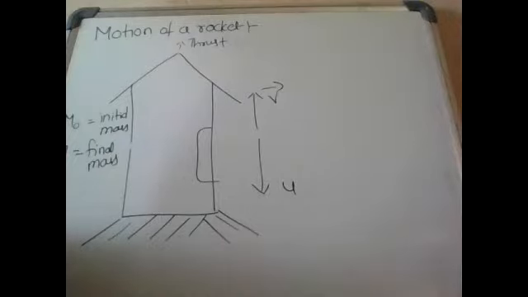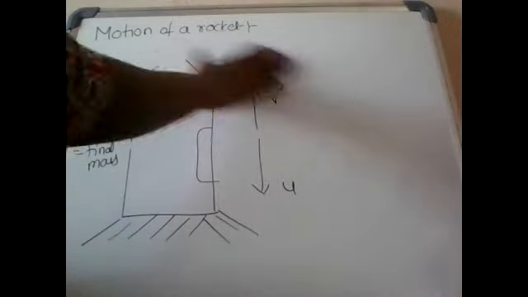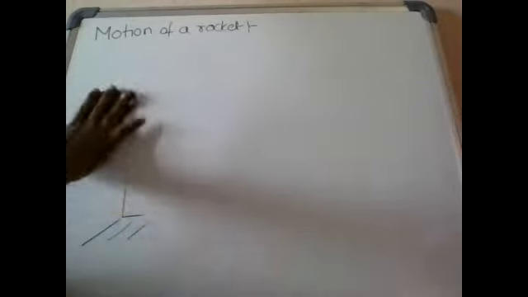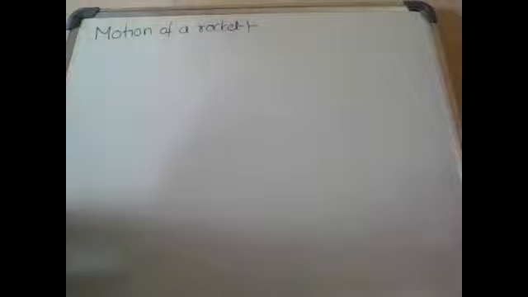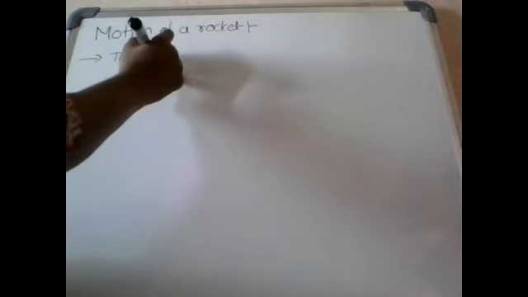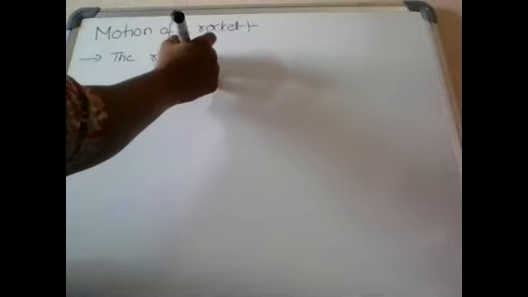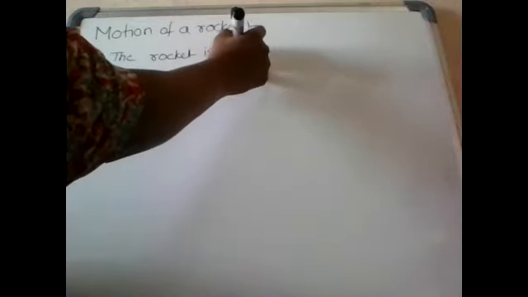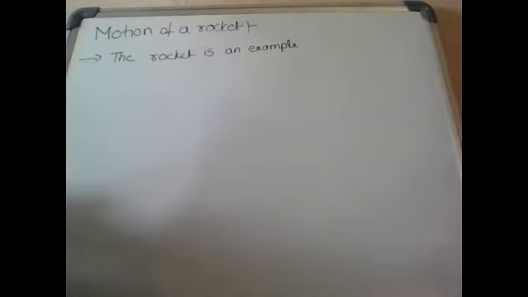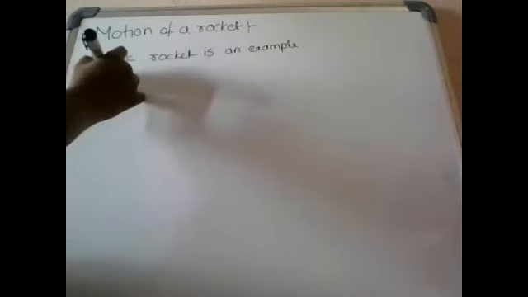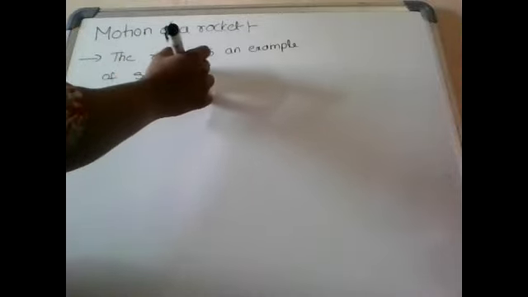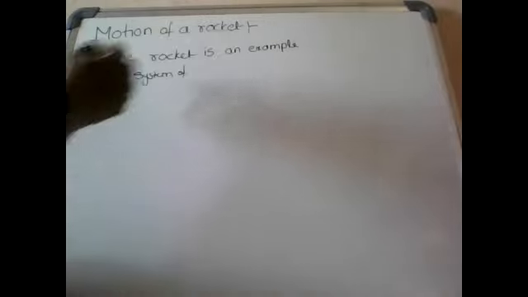So the rocket is an example of system of variable mass. Already we know that system of variable mass. The rocket is an example of system of variable mass.